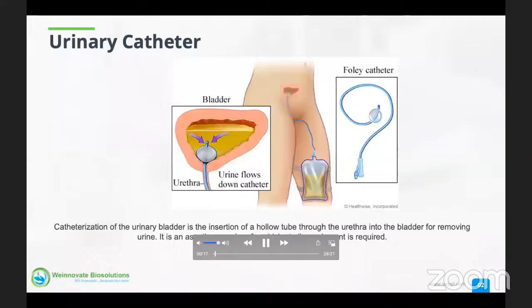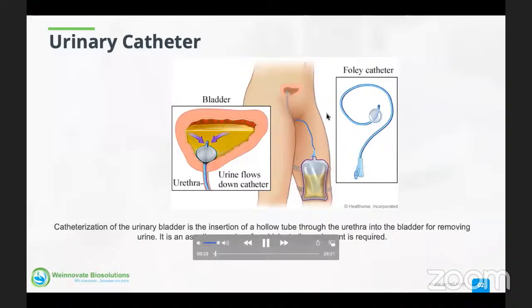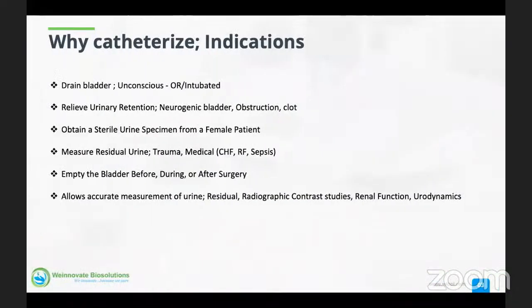So, in simple words, catheterization of the urinary bladder is nothing but insertion of a hollow tube through the urethra into the bladder for removing urine. It is an aseptic procedure for which sterile equipment is required. Now let's see what are the indications of catheterization.